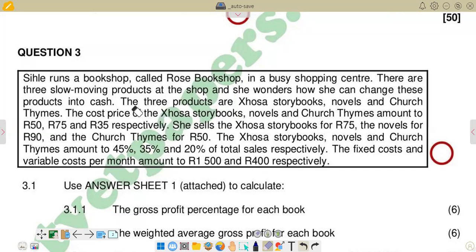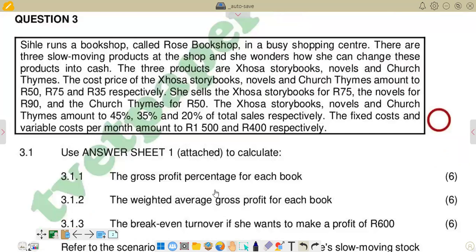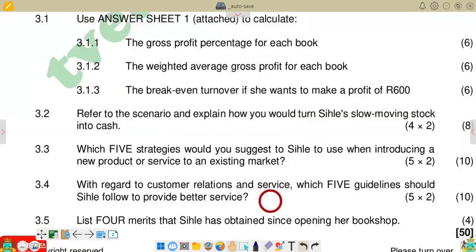So this is the scenario that we are given. You can read it over like 3 times so that you understand what it is explaining. We've got questions that follow after that, but in this video we are only going to look at question 3.2 and also question 3.3. So let's look at 3.2.